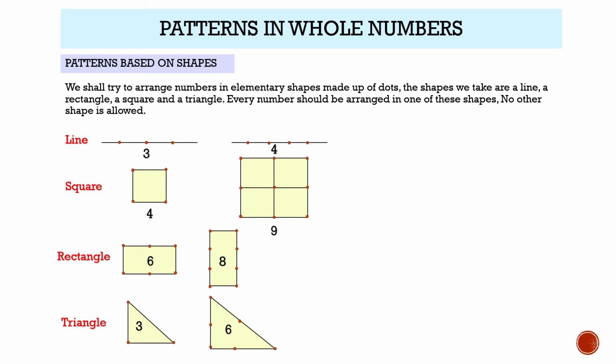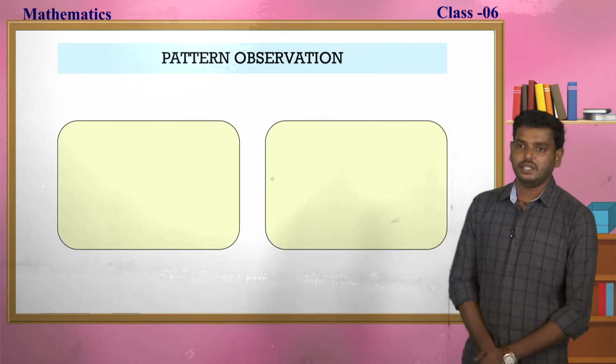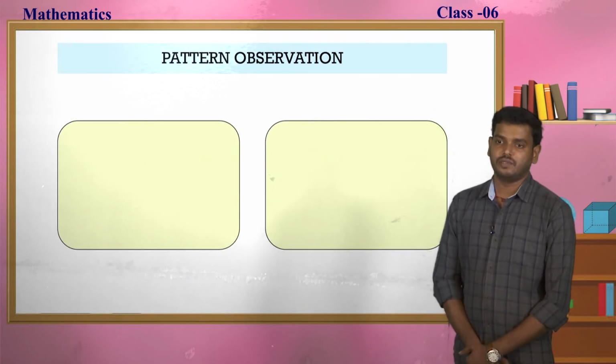With the help of all these things, you can continue the figures by using some of the dots. Okay, how are we able to do this? So here is a table which you can try. Got it, children? It is there in your textbook. By looking at the number of dots with the shapes, you can complete this table. Let us move to another slide, that is pattern observation.